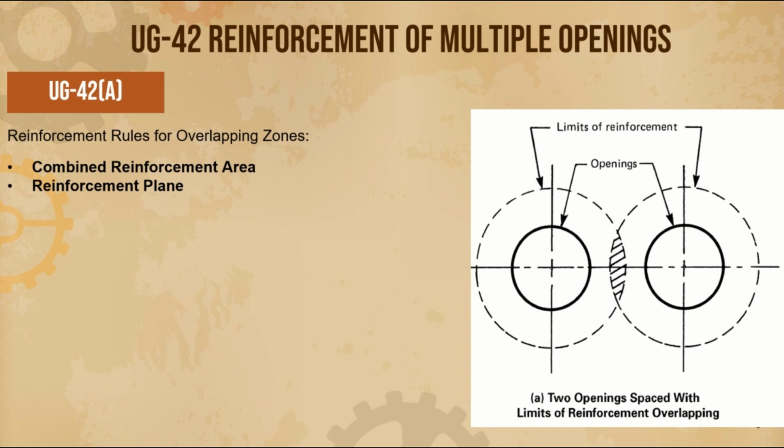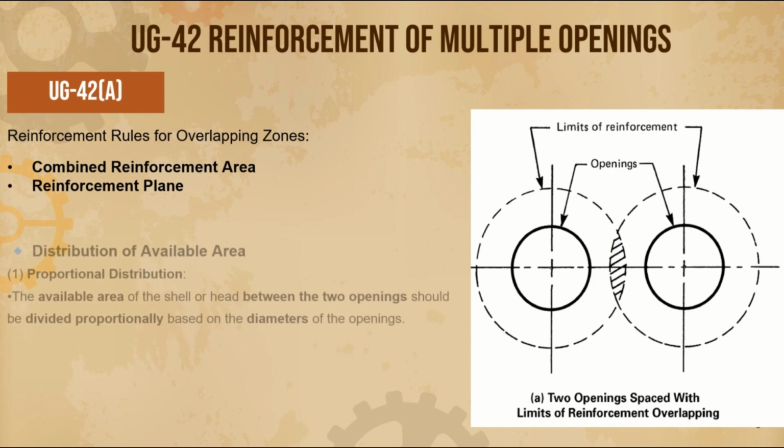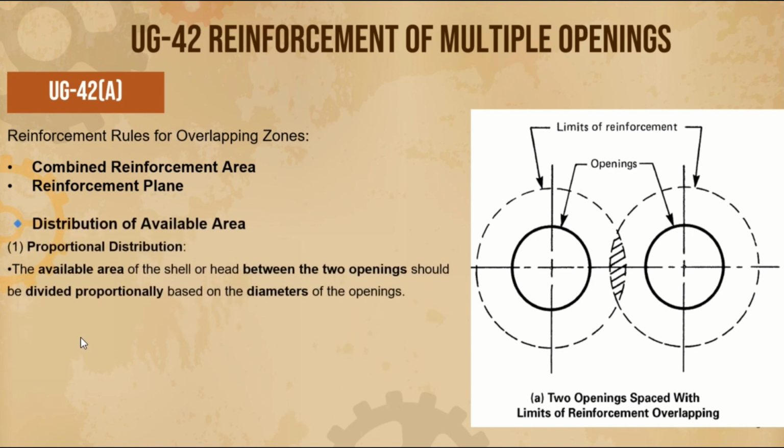And the next point is we need to calculate the distribution of available area. This is UG-42A1. If you open the code book, you will see this point in UG-42A1. That talks about distribution of available area.